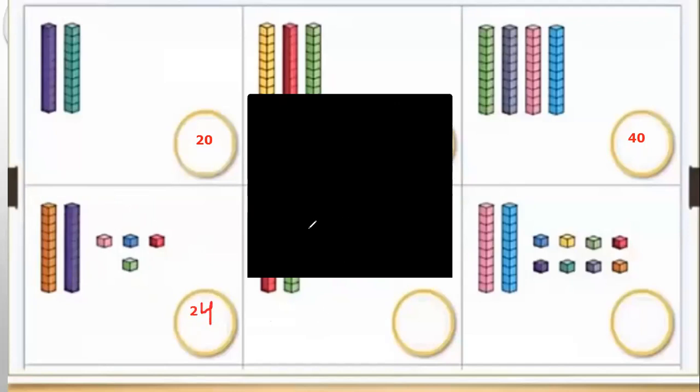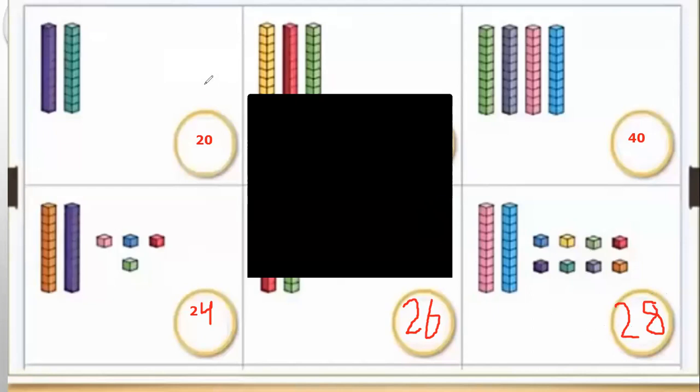24, 25, 26. Here, 10, 20, then 1, 2, 3, 4, 5, 6, 7, 8. So we are going to write 2 tens and 8 ones. Okay, moving on to our lesson.